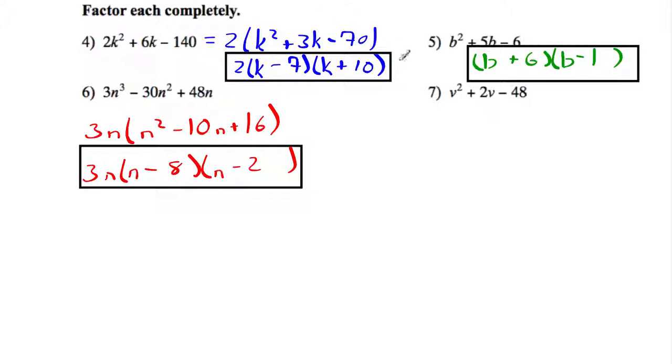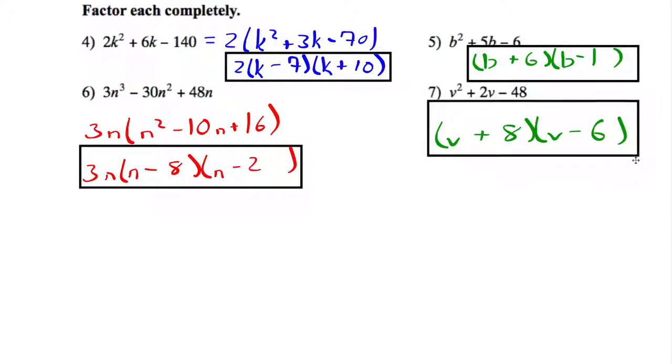And then yet again for over here, a nice simple, no factoring of the greatest common factor. We just get v and v. Two factors of 48 that are 2 apart from each other, that's going to be 8 and 6. And because this middle term is positive, the larger of these values will be positive. Because this last term is negative, it means they're going to be opposites. And like I said before, you can do all those other strategies to factor these.